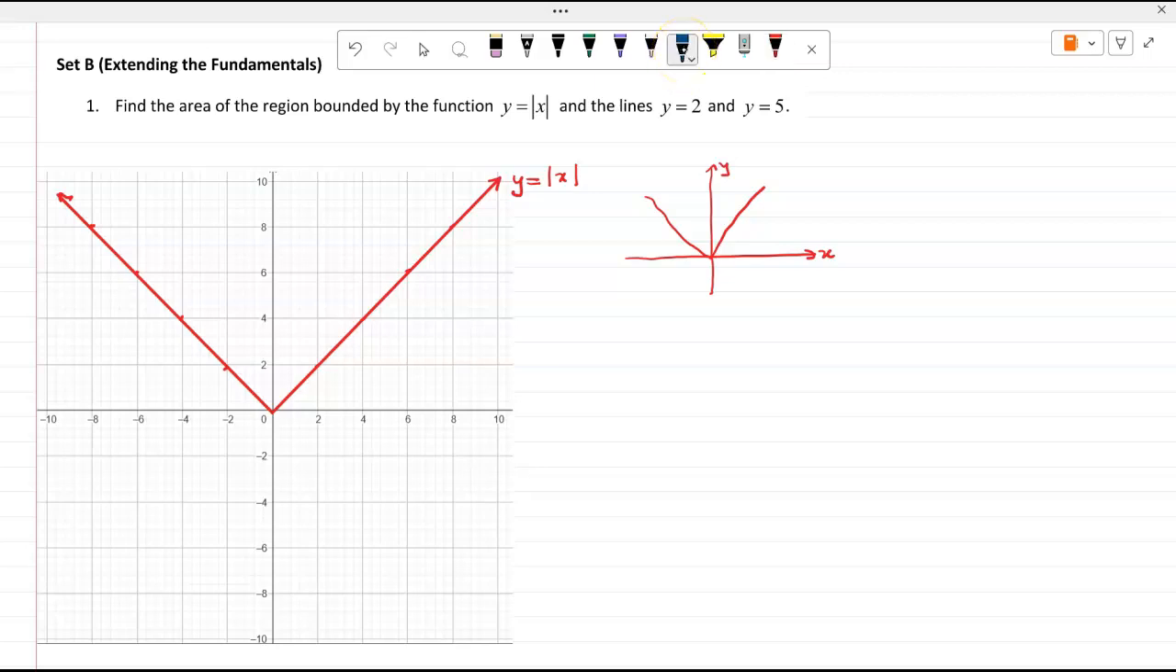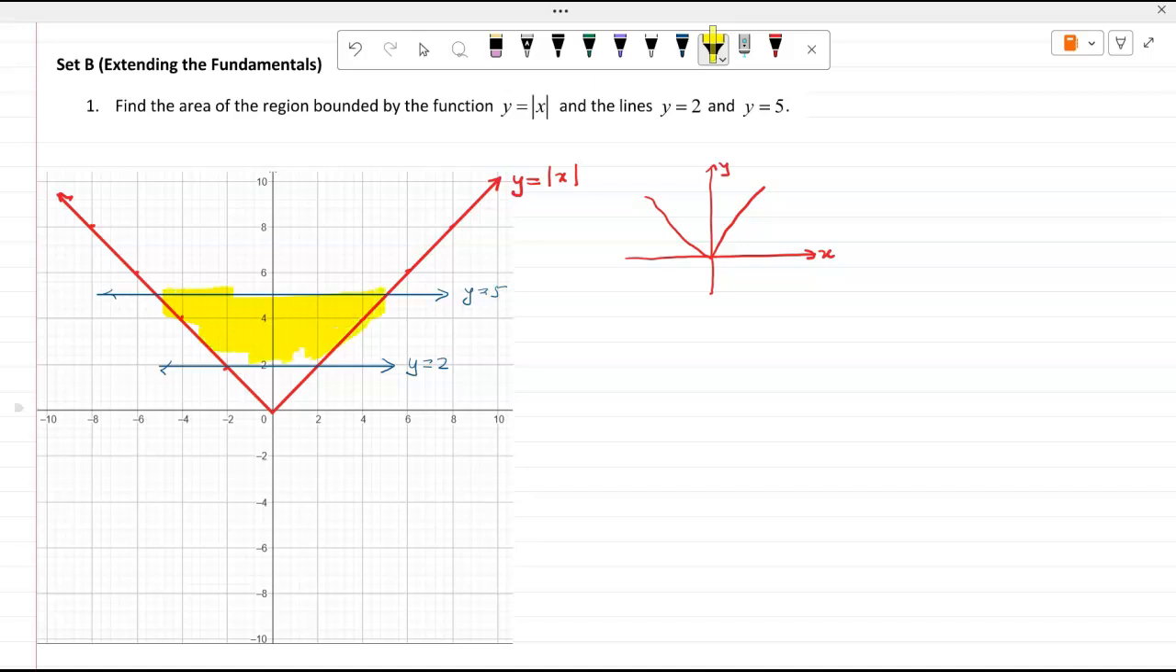Now, y is equal to 2 and y is equal to 5. Those are both horizontal lines. This is my line y is equal to 2, and y is equal to 5. You will find out the area bounded by this. So this is the area you need to find out.